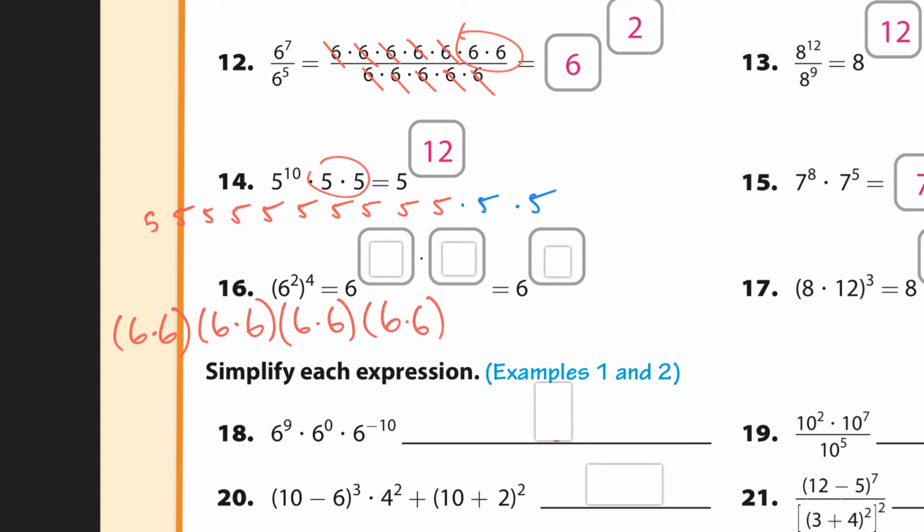Now, how many 6s do I have? The base is 6, so there's 6 right there. And then how many do I have? 1, 2, 3, 4, 5, 6, 7, 8. I have 8 of them, so there's going to be an 8 right here. But how can we get there? Well, you could see that you could multiply 2 times 4, which is what will be right here.